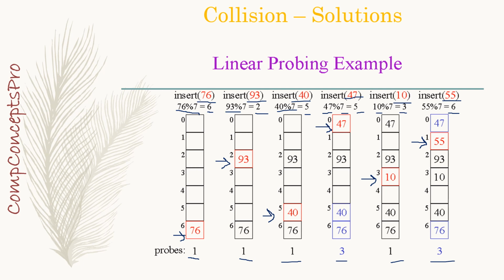So whenever we store a key directly at that particular index position which we got from the division method hash function, then the number of probes is 1. But if we have to travel through some index positions to find out the empty slot, then how many index positions we have to travel, those many will be the probes for each iteration.